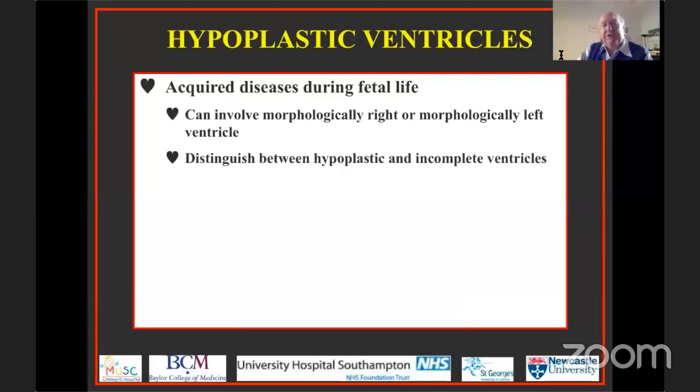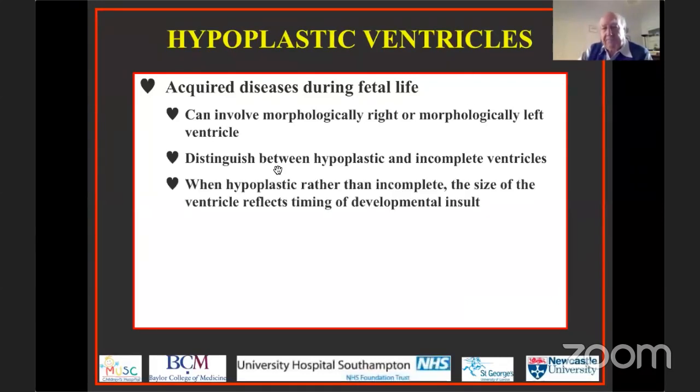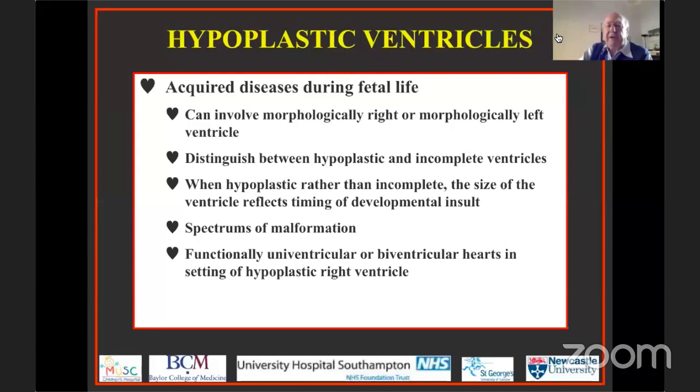We don't need quite so much this week to distinguish between hypoplastic and incomplete ventricles, because in hypoplastic left heart syndrome, all the ventricles are hypoplastic and none of them are incomplete, because they all possess all three of their component parts. And what we're going to be discussing again is that the hypoplasia in this setting, rather than in the setting when the ventricles are incomplete, it is the hypoplasia, the size of the ventricle, that reflects the timing of the developmental insult. So once more, as with last week, we're looking at a spectrum of malformation.